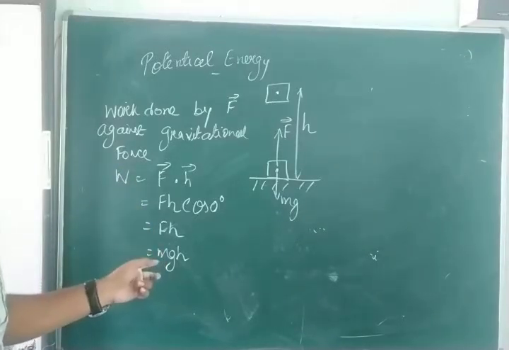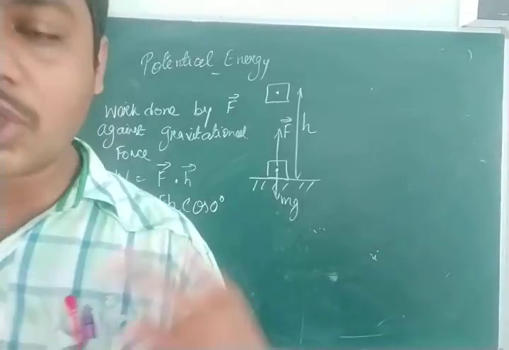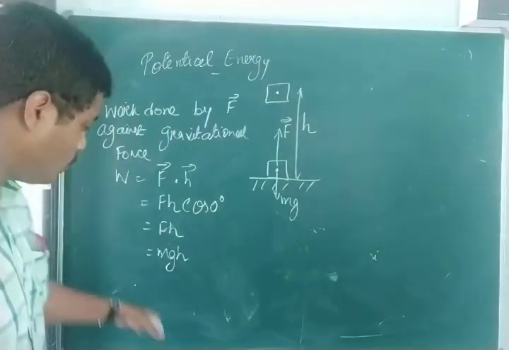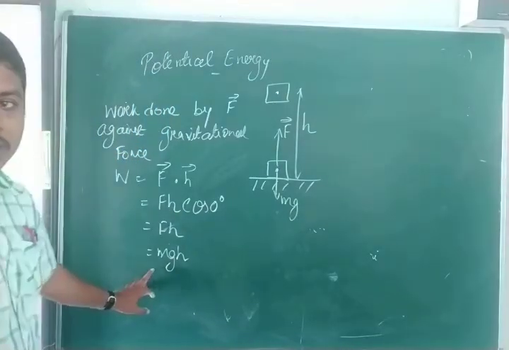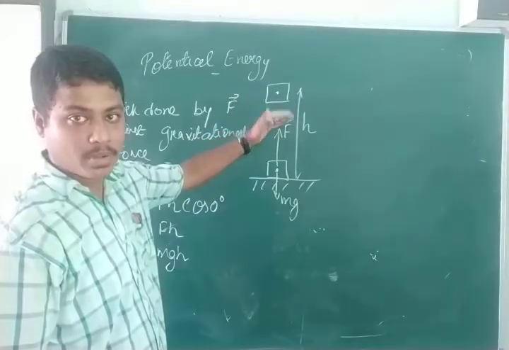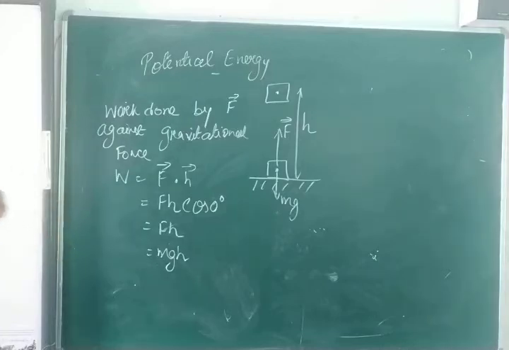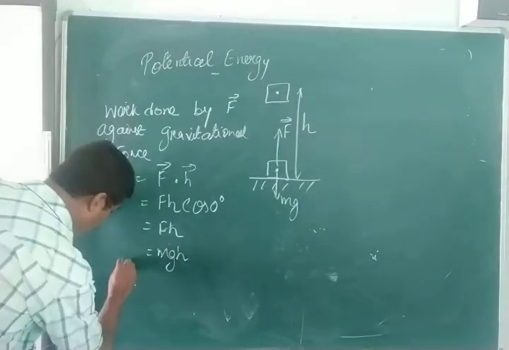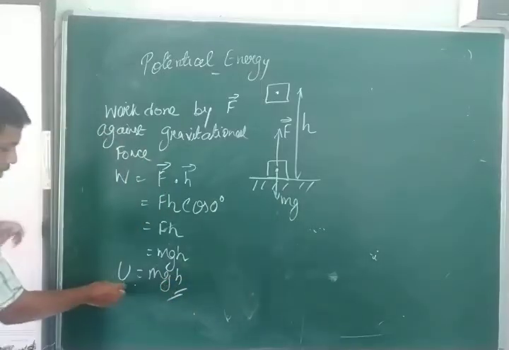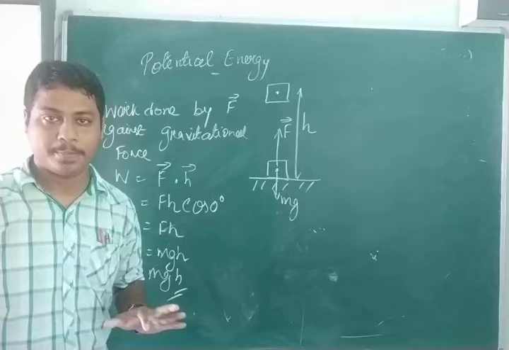This work done that you have got will be stored as potential energy in the body, because you are changing the position of the body, and then it will be gaining potential energy. So the work done will be stored as potential energy. So U will be equal to mgh. This U, capital U, represents potential energy.